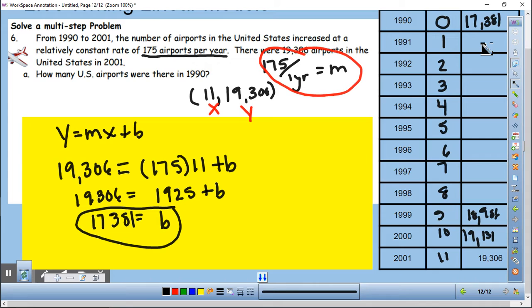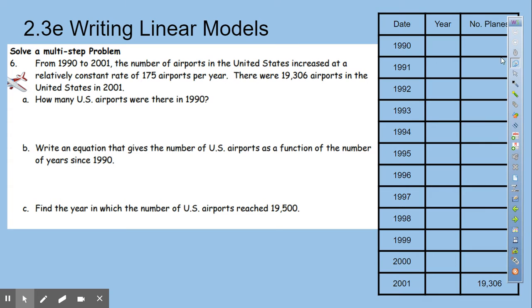So now I have the equation. I've got my m, I've got my b. So my equation is y equals 175x plus 17,381. I can use that to solve this. It says to write it. I need to write that out for you.